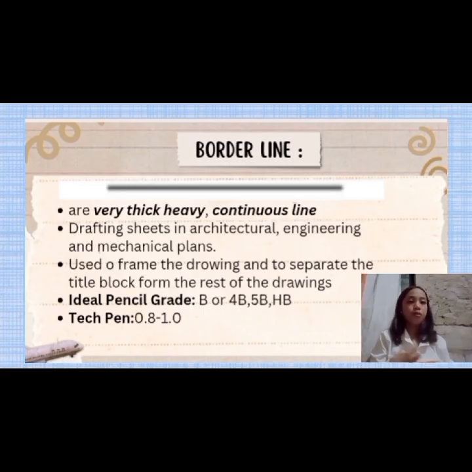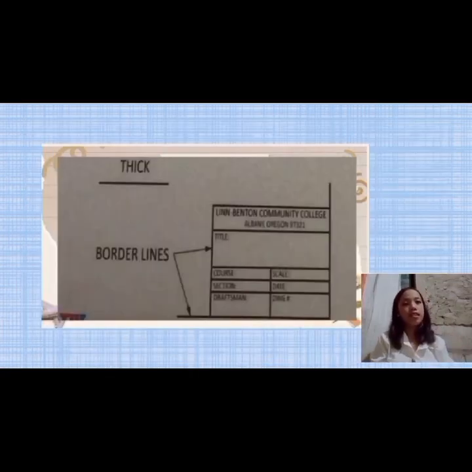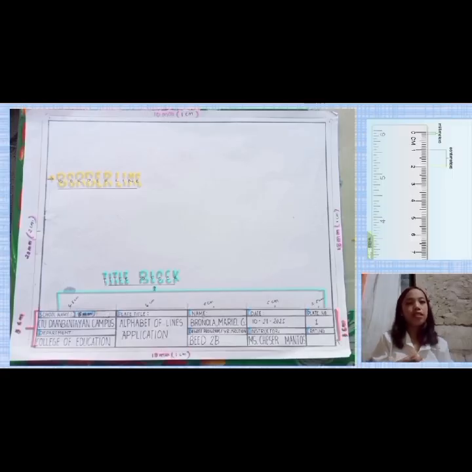So to draw these lines, use dark pencils like 4B or 5B, or technical pens 0.8 to 1.0 millimeters. If wala, we can use Mongol 2. So here is the example. So another example is this.